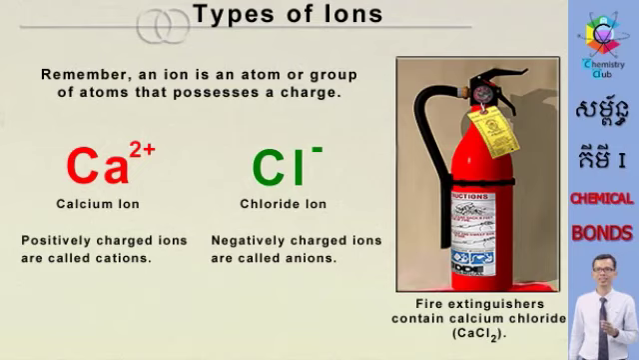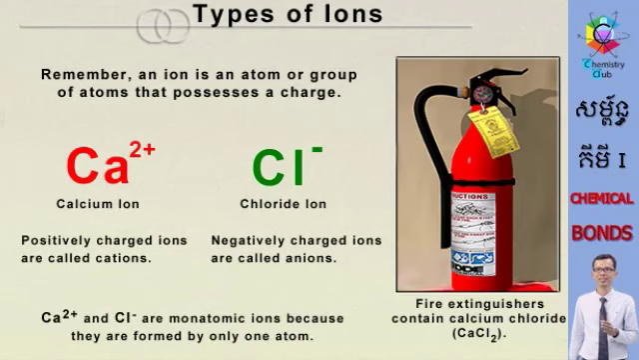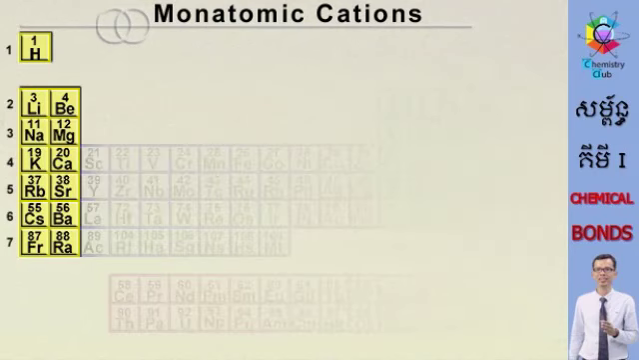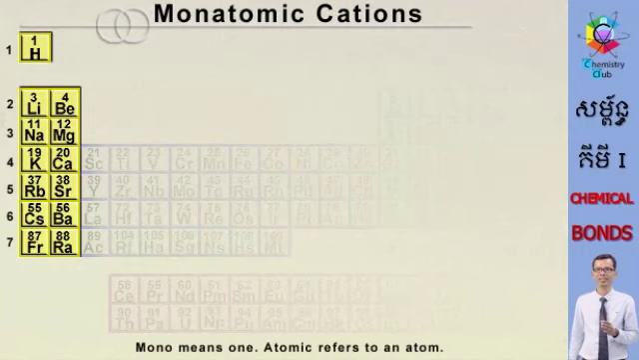Cations and anions can be further divided into groups, depending upon how many atoms combine to form the ion. The ions seen thus far in the program are called monatomic ions, because the ions are formed by only one atom. The elements in the 2 columns on the left-hand side of the periodic table form monatomic cations. Mono means one, and atomic refers to the atom. Therefore, monatomic cations are composed of only one atom.